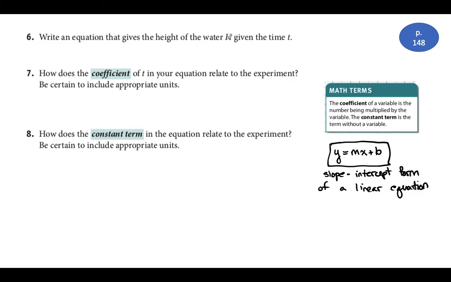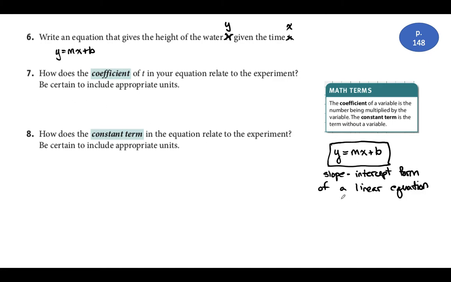I don't see why we need to change the variables here, so I'm not going to use h. I'm going to use y. The height of the water is y. We graphed it on the y-axis. It's our output. The time, I'm not going to use t. I'm going to use x, because the amount of seconds we graphed on the x-axis, I'm going to call that x. So if I want an equation for a linear situation, I'm going to use the formula y equals mx plus b.